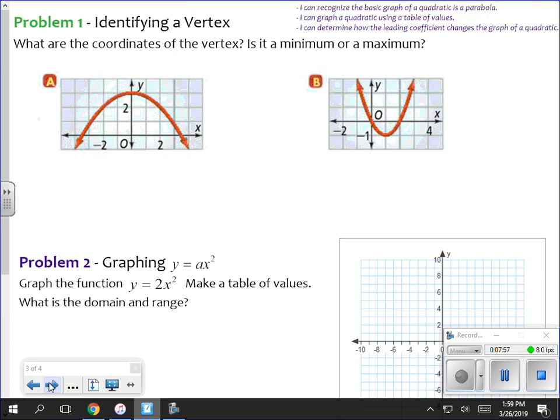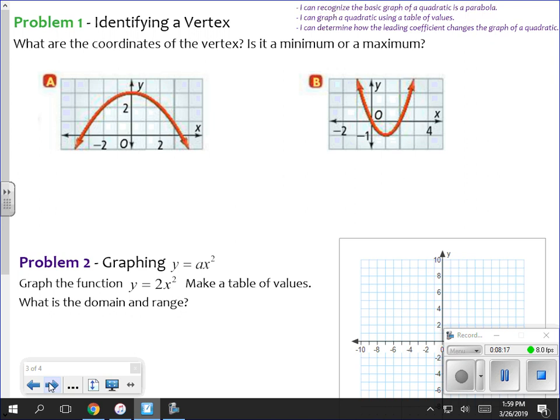Okay. Identifying a vertex. So problem number one, identifying a vertex. What are the coordinates of the vertex? Okay. So you look at the graph. Remember, the vertex is either the maximum or minimum value. It's either the absolute highest or absolute lowest.